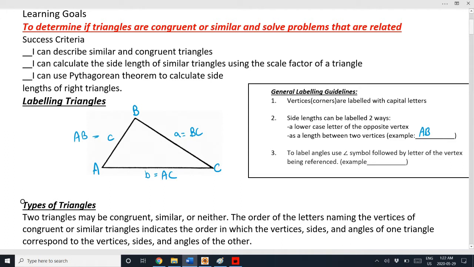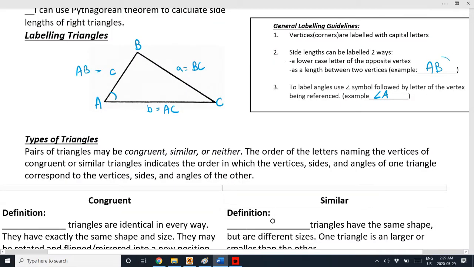To label angles, we use the angle symbol. It looks like this slanted L, followed by the letter of the vertex being referenced. For example, if you wanted to label angle A over here, we would call it angle A. For this lesson, we're going to be using this second version of the side lengths, but we'll return to the first version in a later lesson.